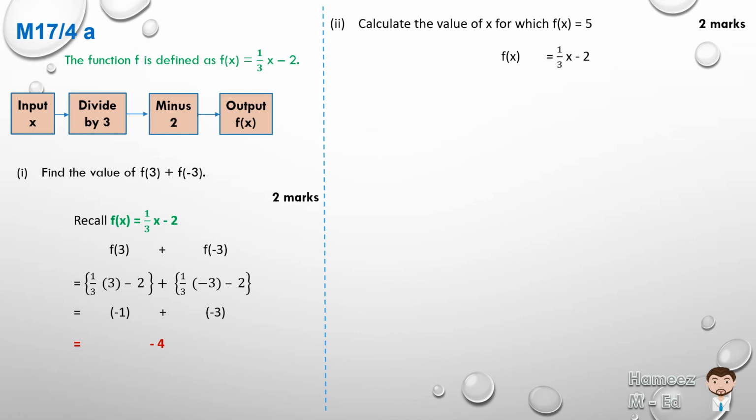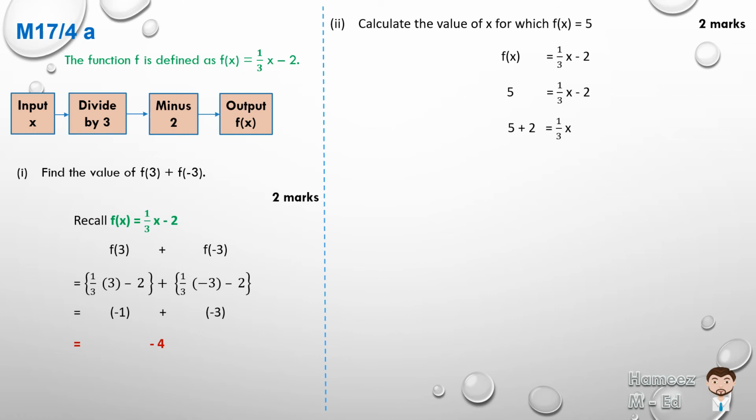The first way, after writing the formula, f of x equal to 1/3 x minus 2, let's substitute. So f of x is 5, which is equal to 1/3 x minus 2. And we just want to find x, so we need to move everything from the right-hand side across. So the first thing we move is minus 2. When we bring it across, it will be doing the opposite, which means it will be adding. 5 plus 2 is equal to 1/3 x.